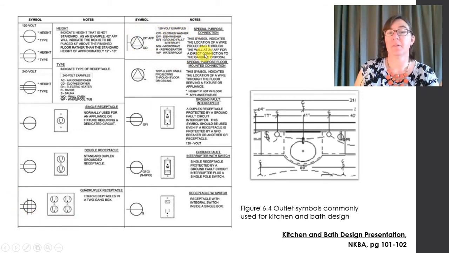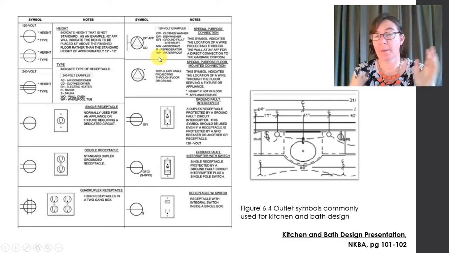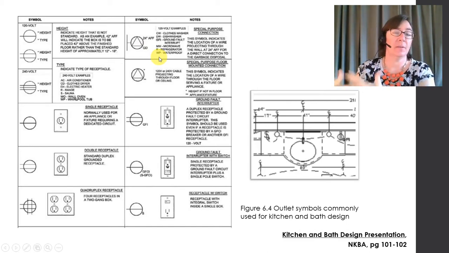Here are some specialty connections. And when you put this little triangle specialty connection, you're going to add a little tag that tells what that's for. And then that will go, of course, in the legend so you can explain what that's for.